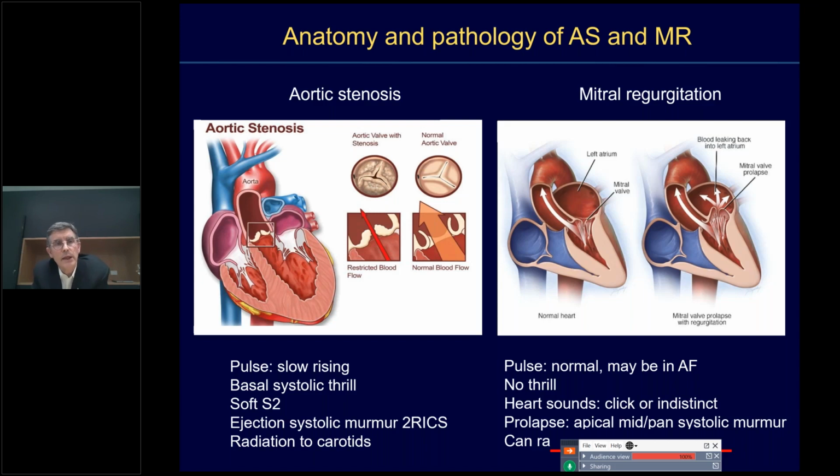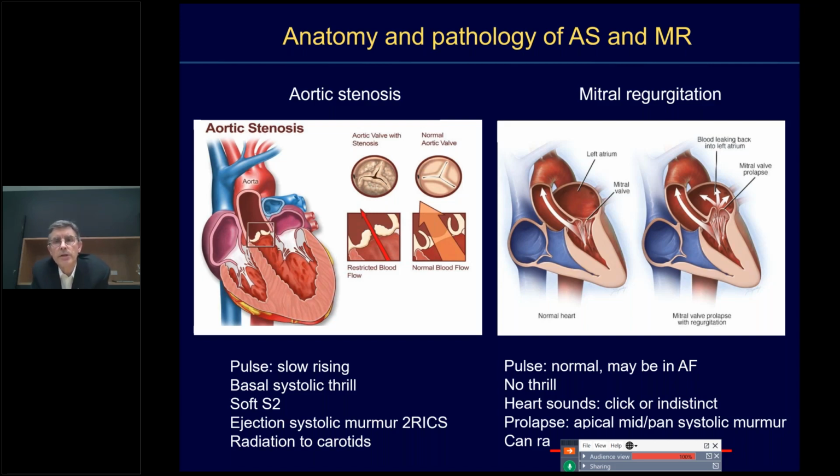The second heart sound is typically soft because the valve is not moving much. The murmur is typically a harsh ejection systolic murmur up in the second right intercostal space, which radiates into the carotid. So that's the typical appearance. But importantly, you should know that the loudness of the murmur does not correlate well with the severity of the stenosis. You can have a very harsh murmur with a very mildly stenotic valve, and equally you can have a soft murmur for someone who's got a poor LV and very severe aortic valve stenosis.